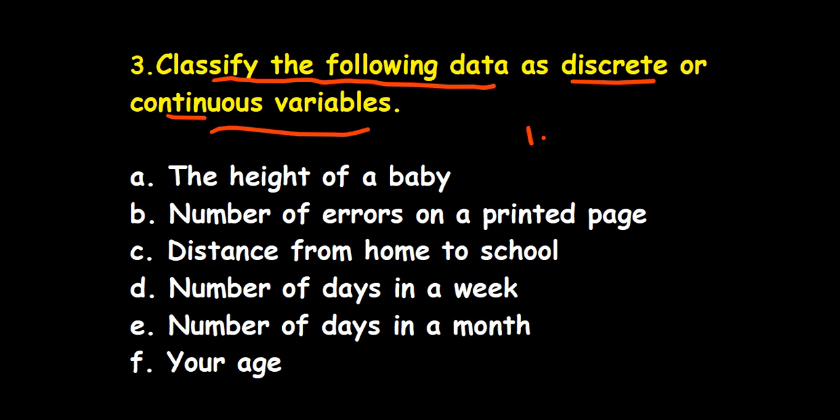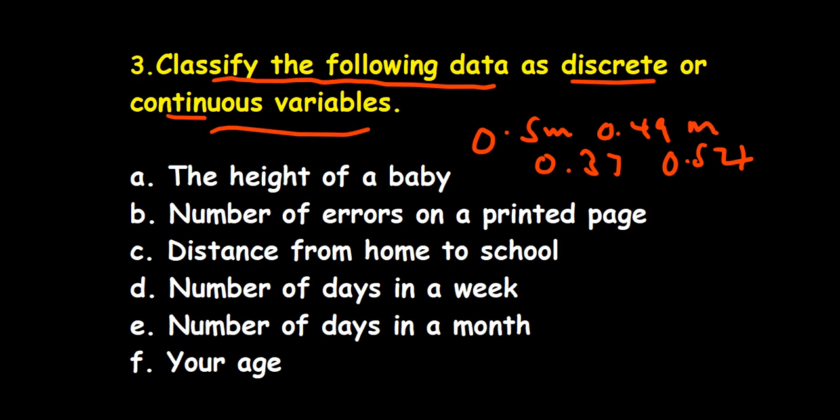1 point something is too much for a baby, right? So it can be maybe 0.5 meters. It can be 0.49, it can be 0.37, it can be 0.54. So height can take any value. So we say this one is a continuous variable, so I'm just going to write C there, because the height here can take any value.